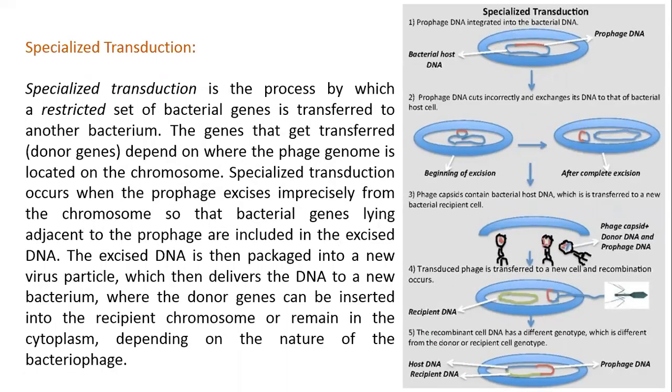Now coming to the second part, which is specialized transduction. In this process, when a phage, that is a lysogenic or temperate phage, infects a bacterium, it inserts its genetic material into the host bacterium cytoplasm, and the genetic material of the virus gets inserted into the host genome. The genetic material embedded in the host genome is known as the prophage.